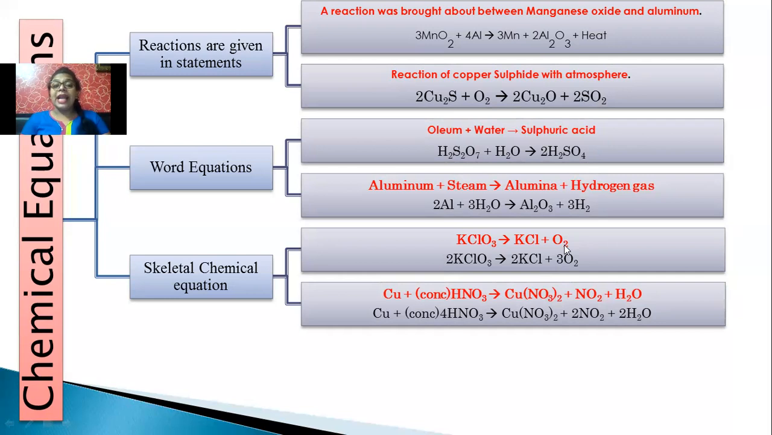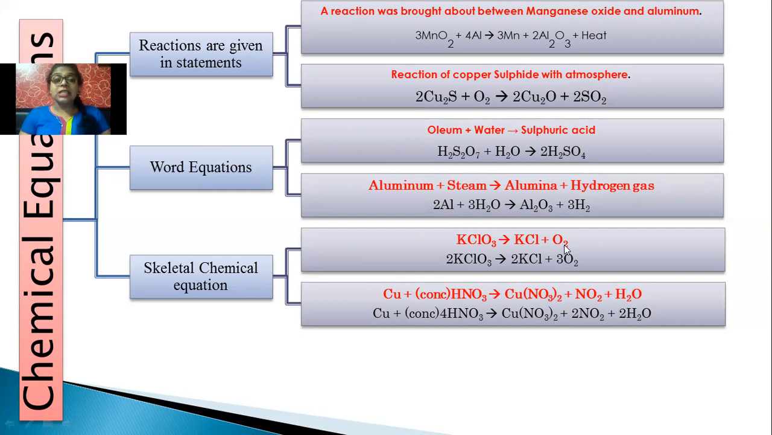Now, copper reacting with concentrated nitric acid. That is the next equation example we have over here. We are getting copper nitrate plus NO2 plus H2O. So this is also a skeletal chemical equation which is unbalanced. We need to balance it again over here. Fine? That is Cu plus 4HNO3 gives us Cu(NO3)2 plus 2NO2 plus 2H2O.